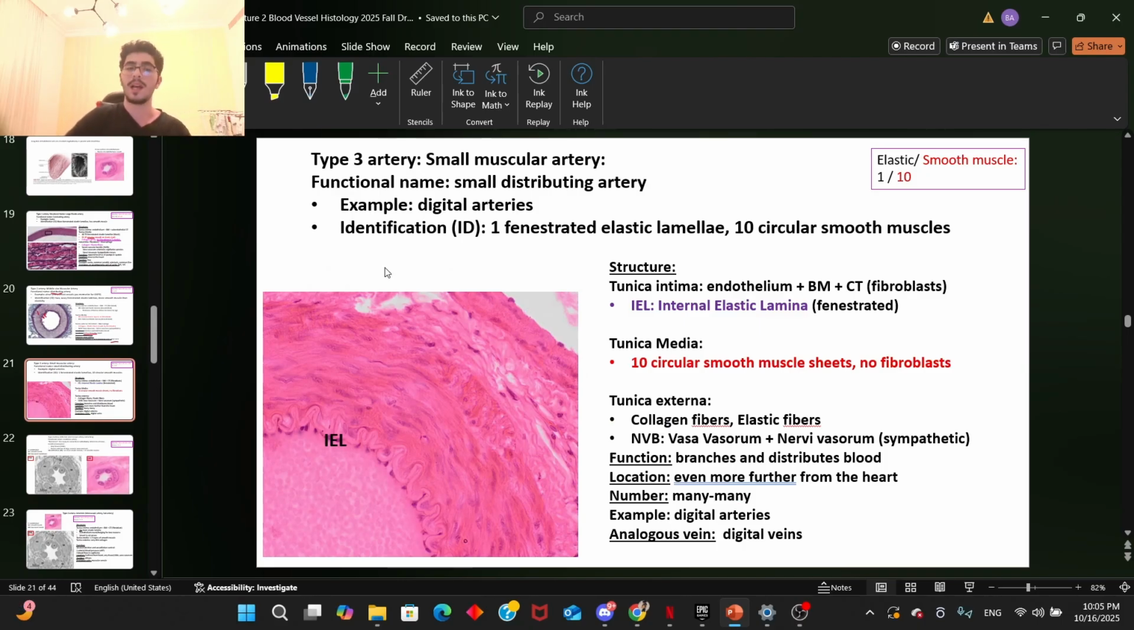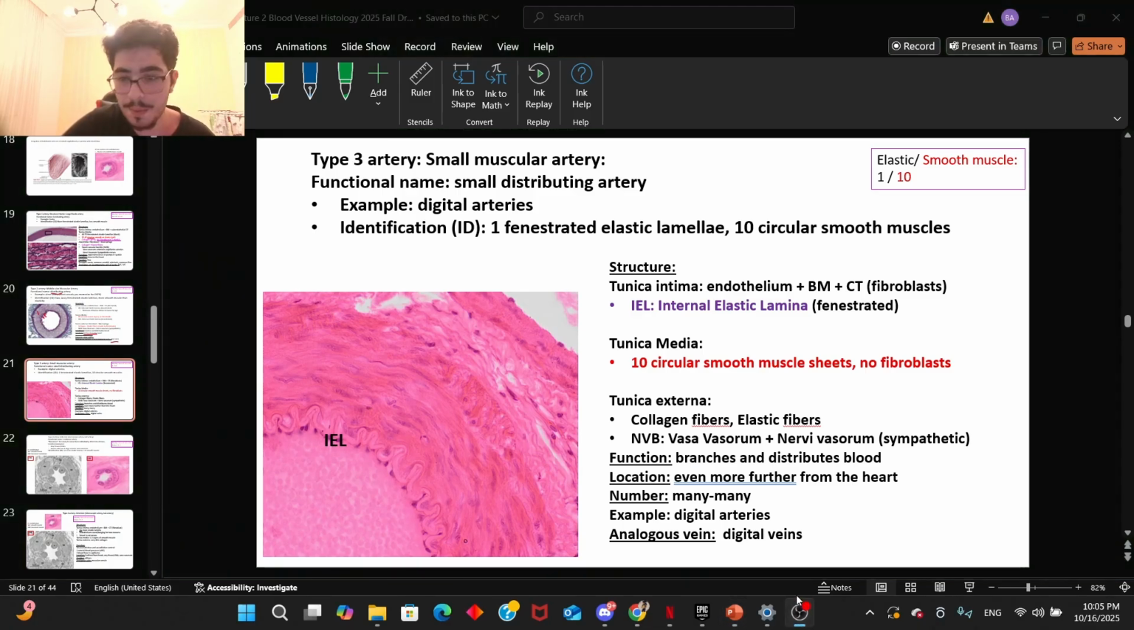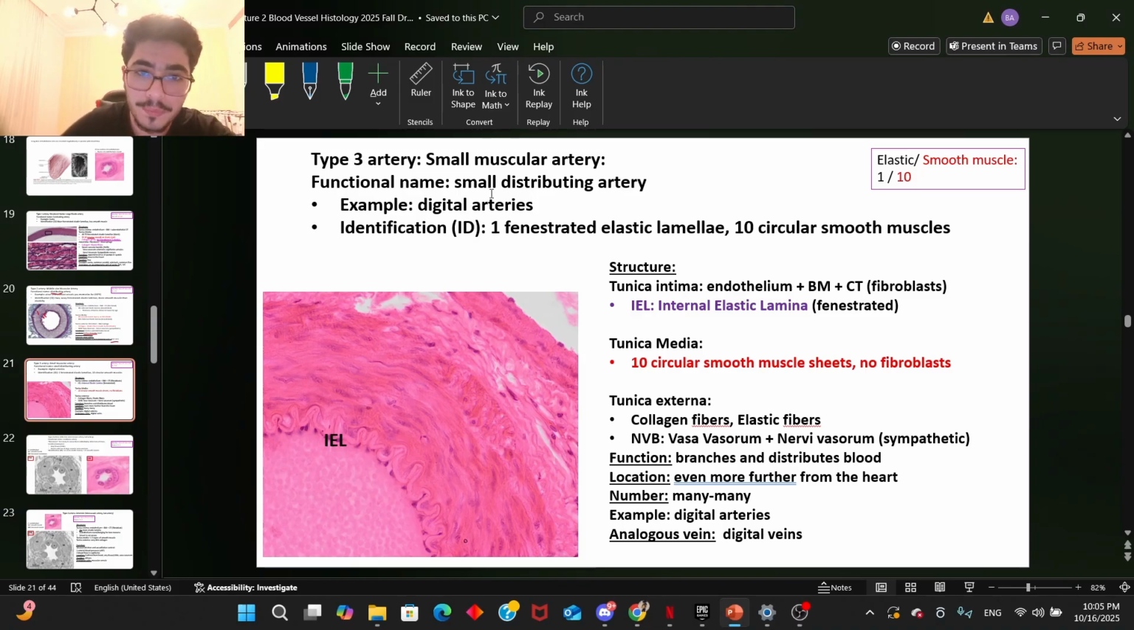So now we have the next type of artery, which is type 3. Okay, we have the small muscular artery. The functional name is small distributing artery. An example is digital arteries, which are arteries in the fingers, right?